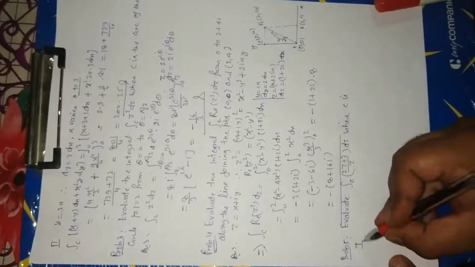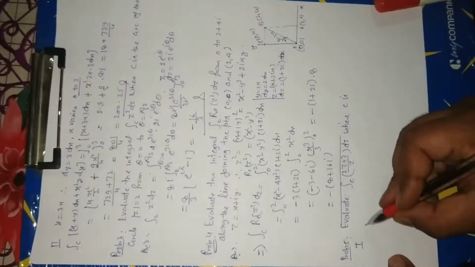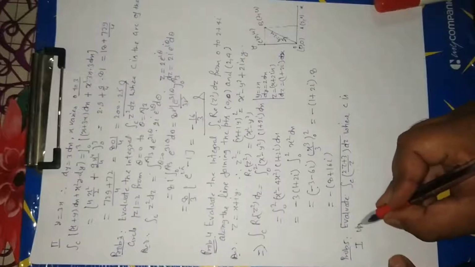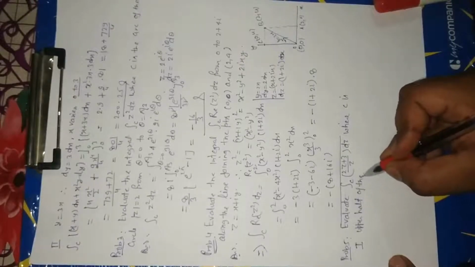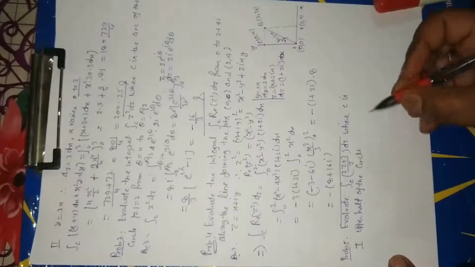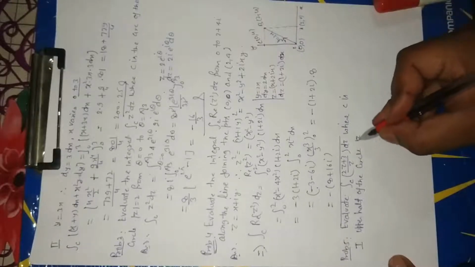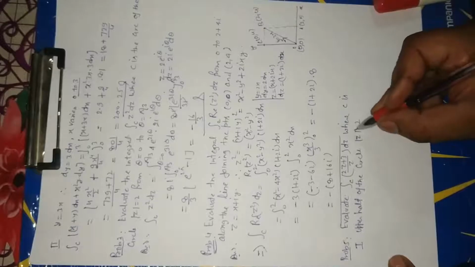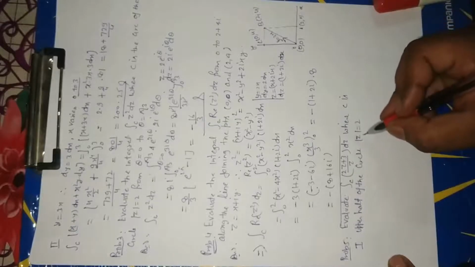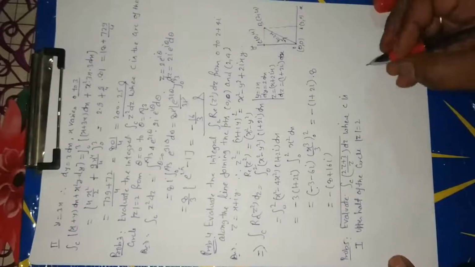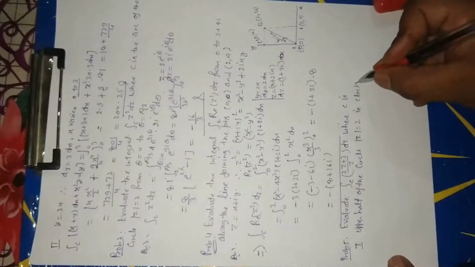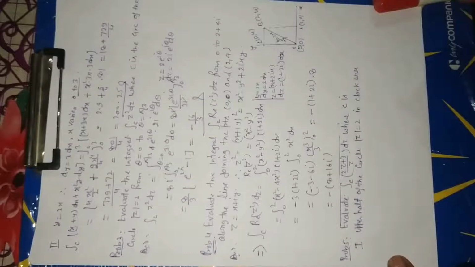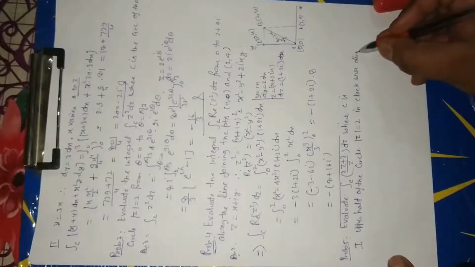number first part, the upper half of the circle modulus z is equal to 2. That is, this is the equation of a circle whose center is 0 and radius is 2, in the clockwise direction.